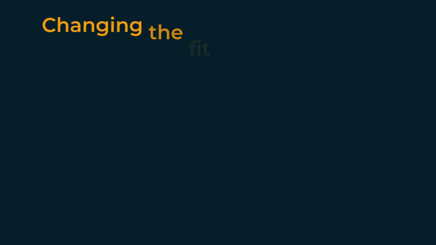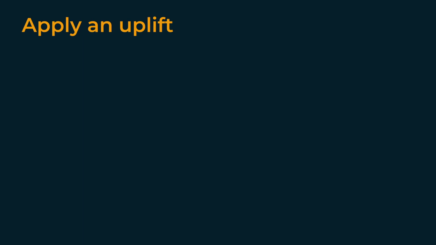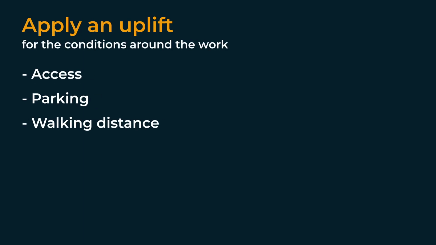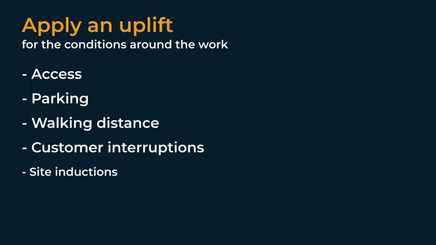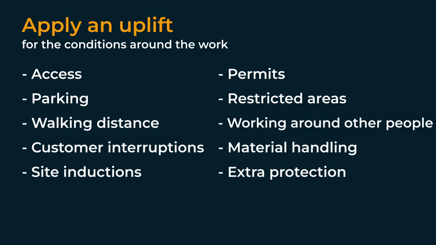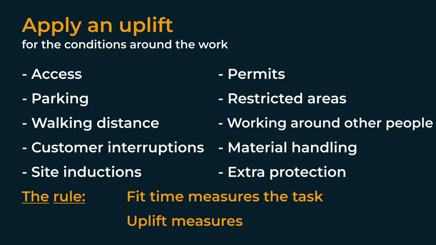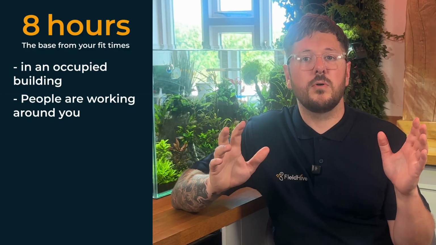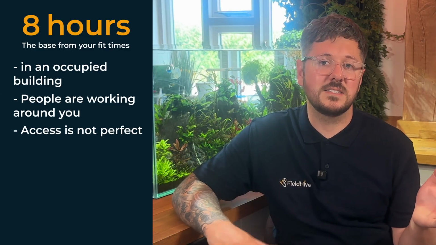So instead of changing the fit time every time, you apply an uplift. The uplift allows for the conditions around the work. Access, parking, walking distance, customer interruptions, site inductions, permits, restricted areas, working around other people, material handling, extra protection. This is why the rule is: fit time measures the task, uplift measures the site. For example, let's say the job has 8 productive hours. That is the base from your fit time. But the job is in an occupied building. People are working around you. Access is not perfect.